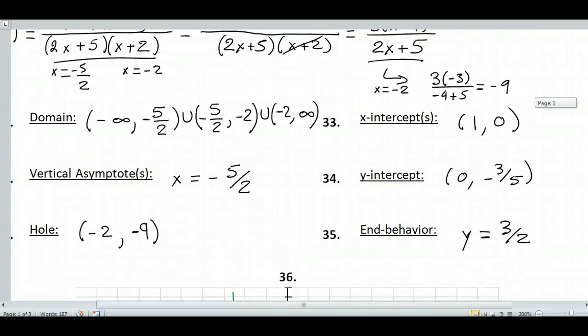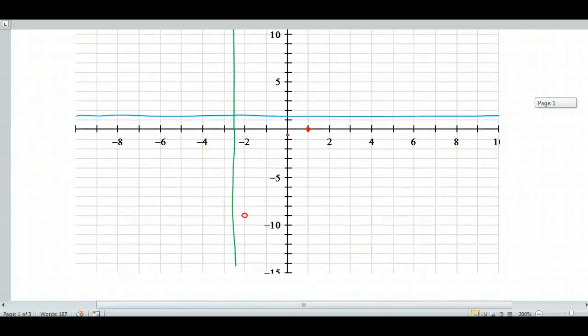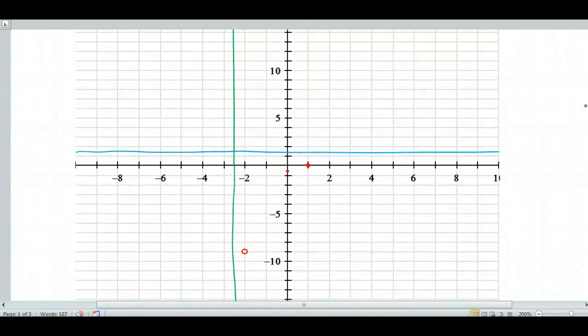We are done with the things we can plug in. So I wouldn't mind a few extra points here. Look at the nice symmetry right here. Let me count: half, 1, 2, 3, and then 1.5.